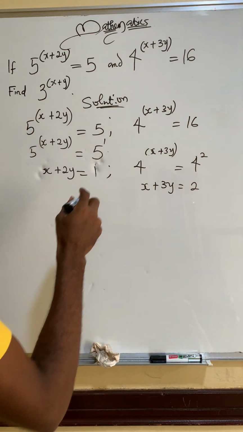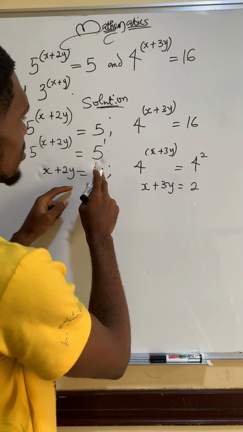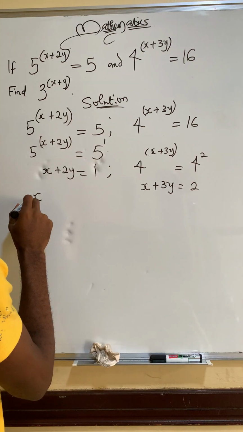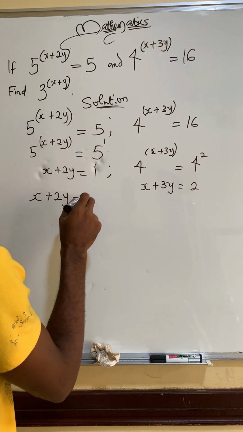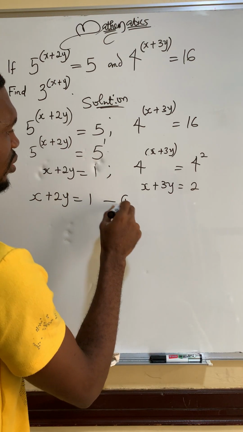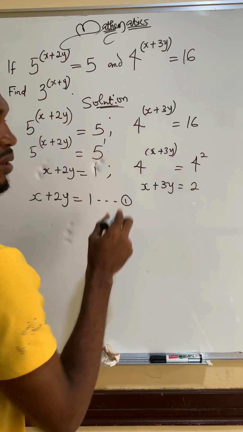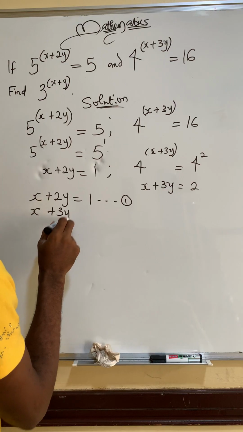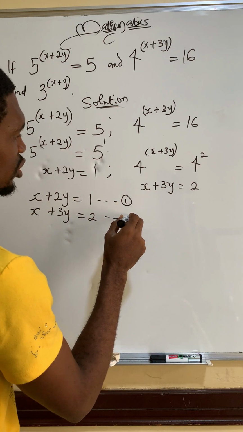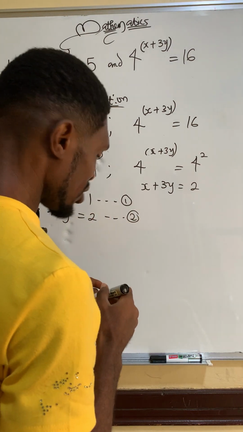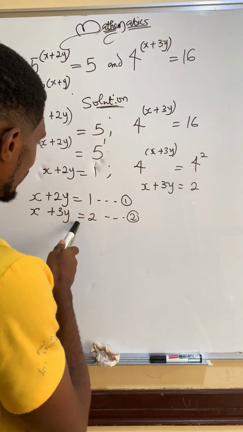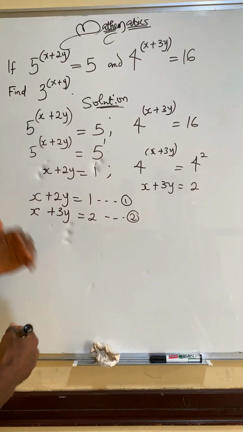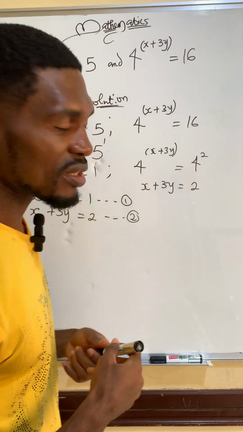Now, let's say this is equation 1, and this is equation 2. Let me write it. x plus 2y is equal to 1, it's actually equation 1, right? And this here, x plus 3y is equal to 2, is actually equation 2. So you can see that this has taken us to simultaneous equation. So now we solve. We use the elimination method to solve it.